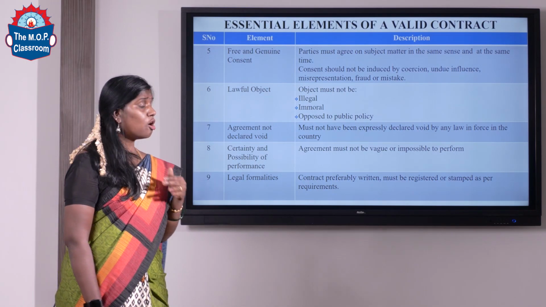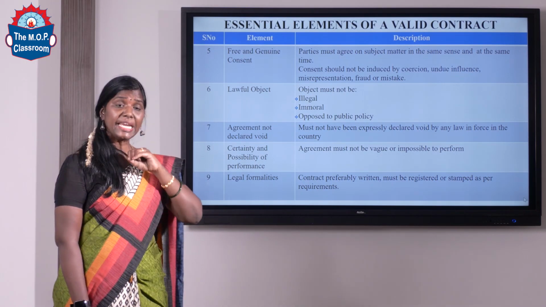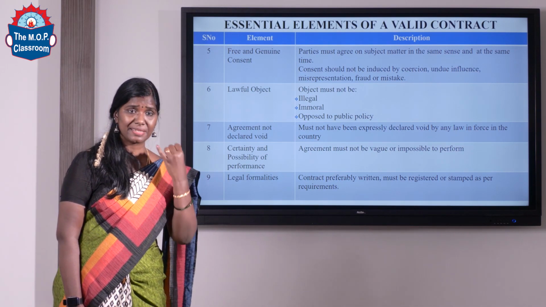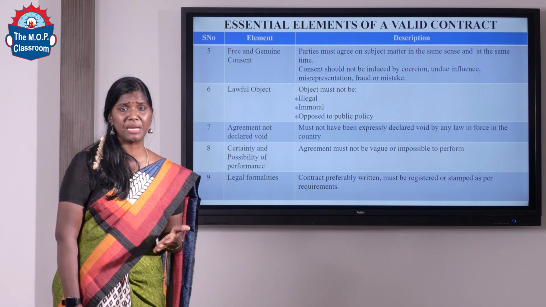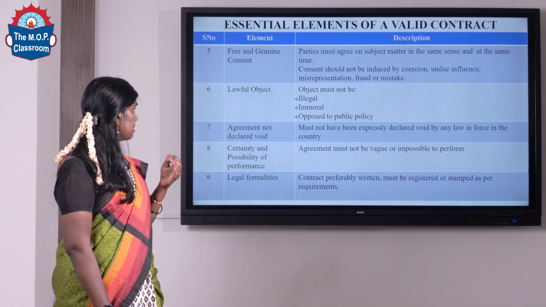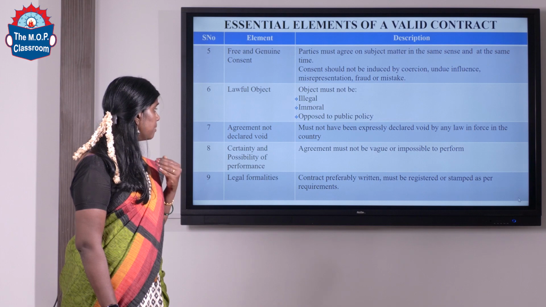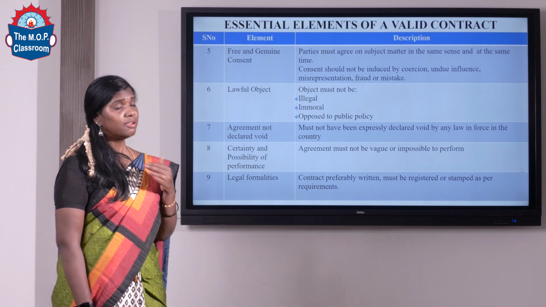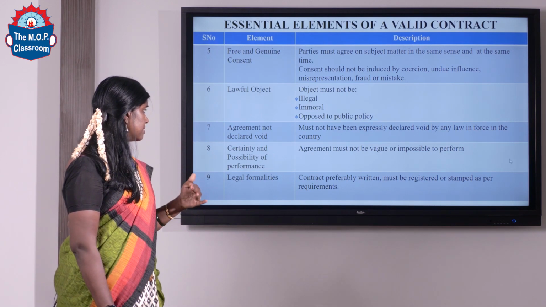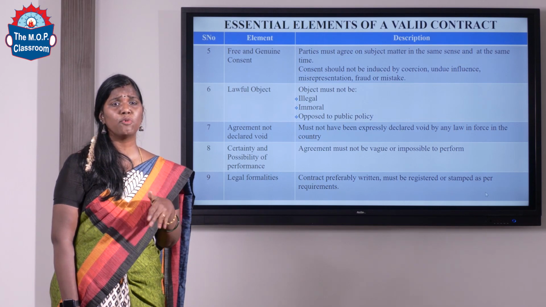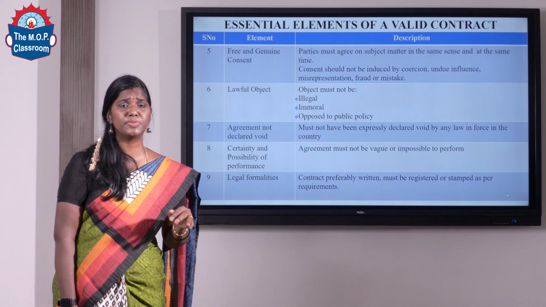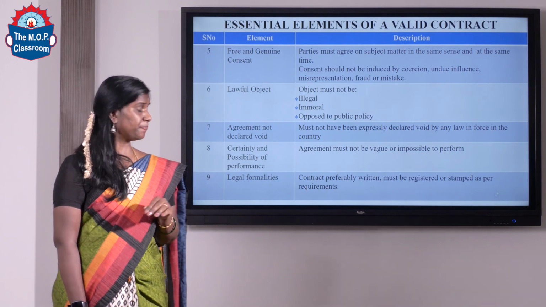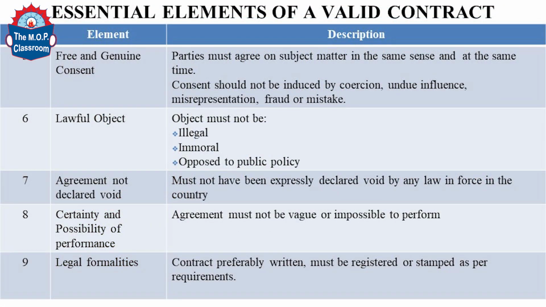Lawful objects. Objects must not be illegal. It should not be something which is illegal, immoral, or opposed to public policy. And agreement not declared void, that is, it must not have been expressly declared void by any law enforced in the country. And certainty and possibility of performance. Agreement must not be vague or impossible to perform. It should be clear and legible so that it can be understood. Legal formalities. Contract, preferably written, must be registered or stamped as per the requirements.